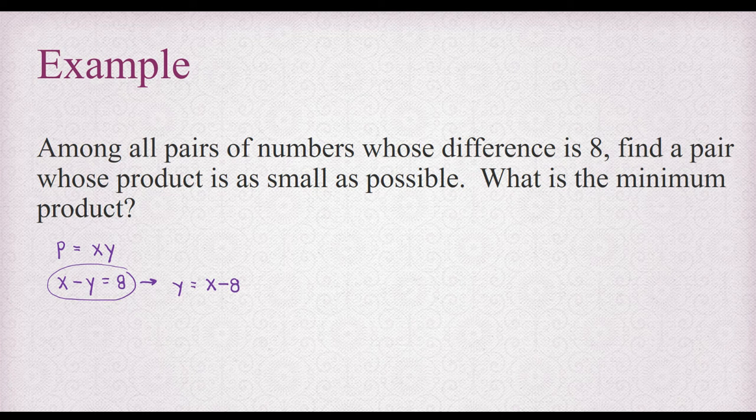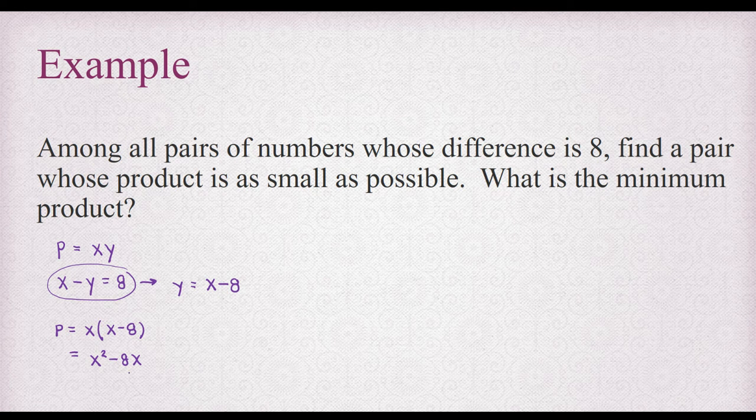Okay, so now that I know that y is the same thing as x minus 8, I'm going to go back to that top equation where the product is going to equal x times y. And I know what y is now. It's x minus 8. So now I have an equation where I can find the product with one variable. I'm going to distribute the x, and that gives me x squared minus 8x. And notice that even though there's no number at the end, I do have it into that standard form that it was talking about.